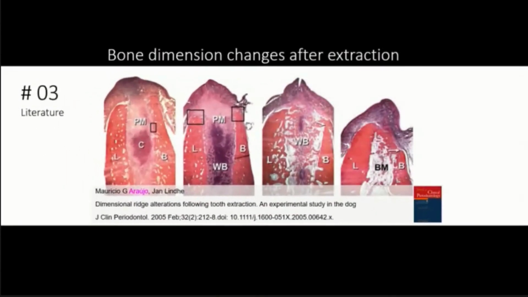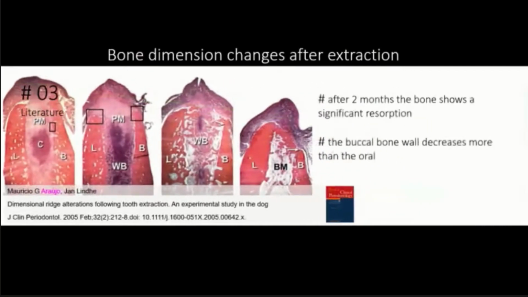We all know the histological study by Araujo, which was published more than 15 years ago. In their investigation, they could prove, despite the limitations of this study, that we have resorptions, as you can see here. Interesting is that after 2 months, the study shows a significant resorption of the bone, and the buccal bone decreases more than the oral bone.